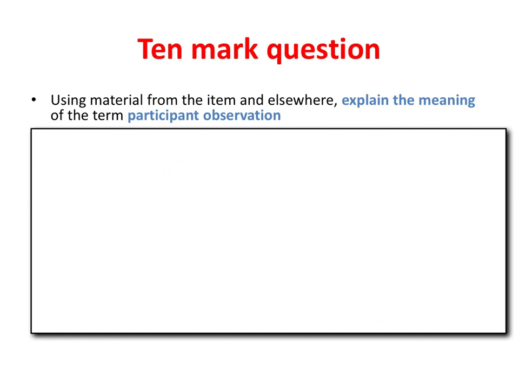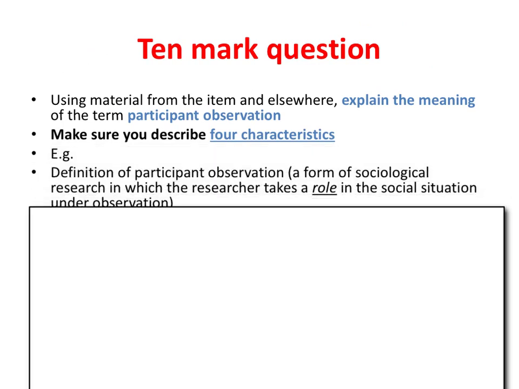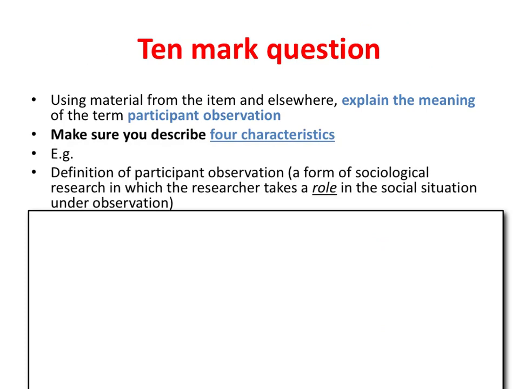Firstly, let's imagine that the question asks you to explain the meaning of the term participant observation. With this type of question, remember that you've got to make 4 key points, so you've got to describe 4 characteristics of this particular method. You would need to start with a definition of participant observation. This is a form of sociological research in which the researcher takes a very active role in the social situation that they're observing.